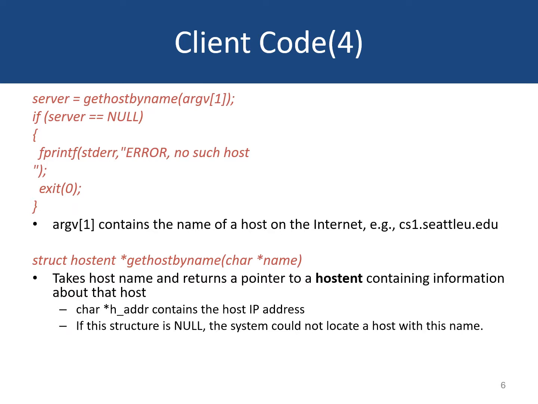Recall the first argument that was passed as a command line argument to the client code was the name of the server machine, right? So the name of the host or the server to which we want to connect. So for instance, this could be cs1.seattleu.edu if you want to connect to the CS1 server. We can use this host name to connect to the server.